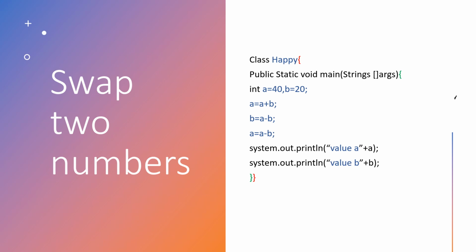We can also take A as one value, B as one value, and T as any value we have taken. We can shift A value to T: T is equal to A, then A is equal to B, and B is equal to T. So A value will be stored in one extra variable, and that variable will be stored back in B. Like that also we can do. We can take an extra variable and swap the numbers.